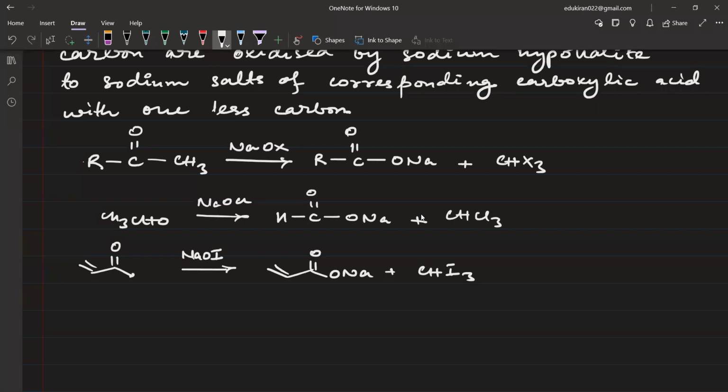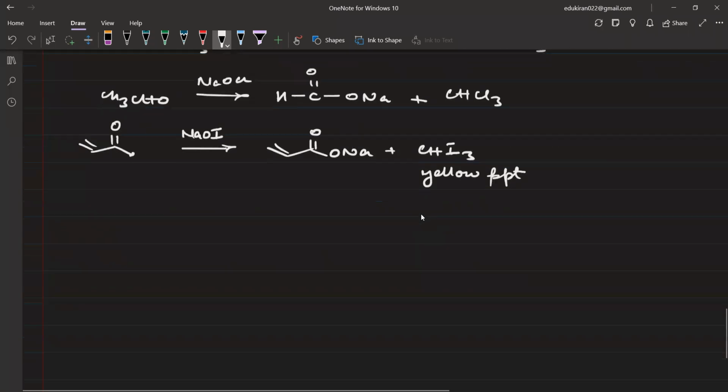Yellow precipitate. Very good. So only iodoform, okay? This will be a yellow precipitate. So how are you going to distinguish?